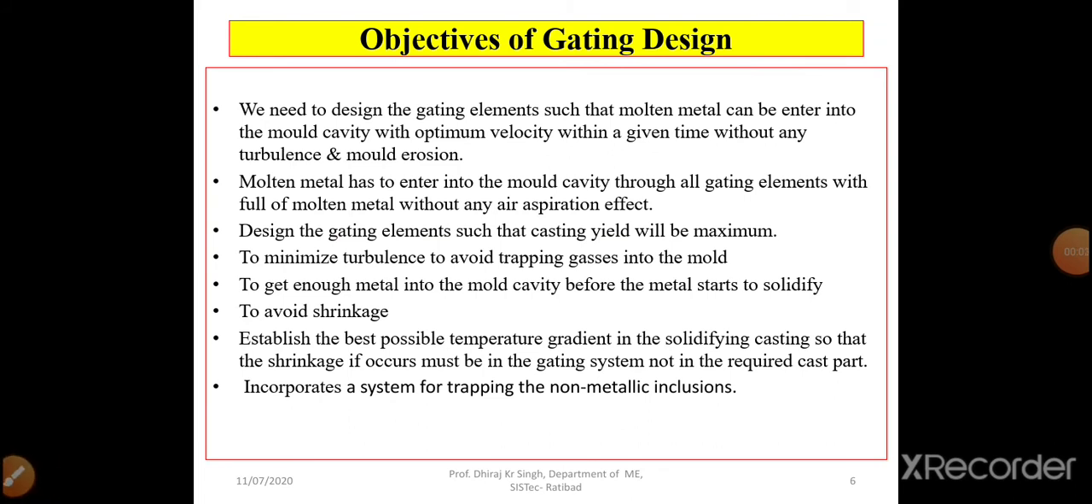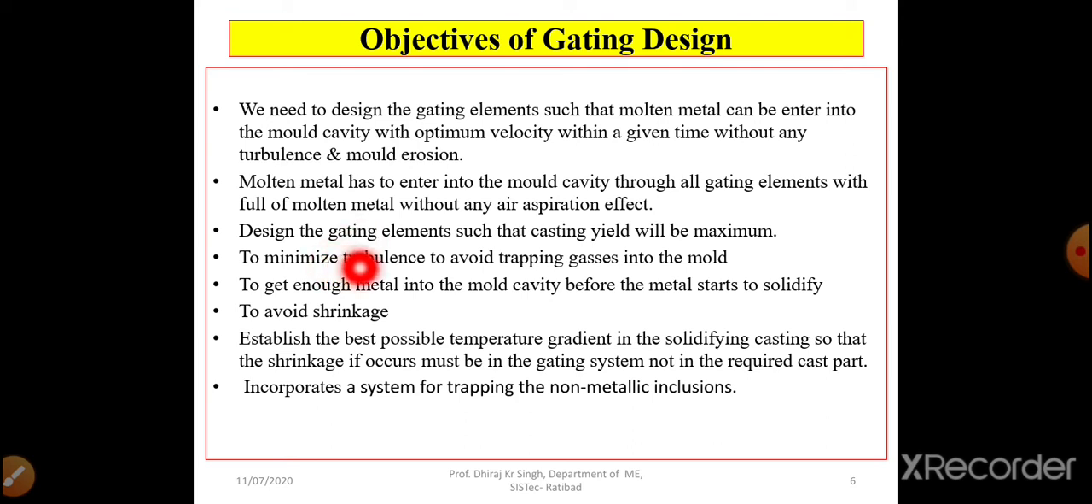Design the gating elements such that casting yield will be maximum. What is casting yield? Casting yield is the ratio of the volume of useful metal divided by the volume of useful metal plus the volume of gating elements. So the ratio of useful metal to the total molten metal in the mold is known as casting yield.